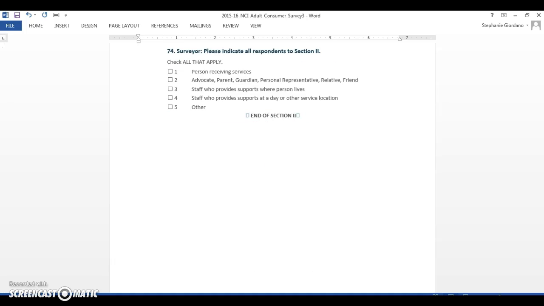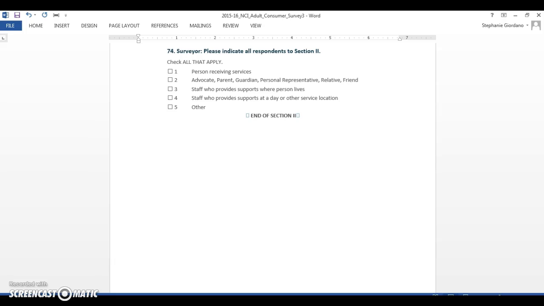And finally, we have this question 74, which is just for the interviewer, and that's just asking to please indicate everyone who helped out with section 2. That's just because we know that some individuals may not be answering questions, but may provide support or help with some of the questions throughout this section, and so we'd like to see everybody who took part in the meeting. And that brings us to the end of the consumer survey.